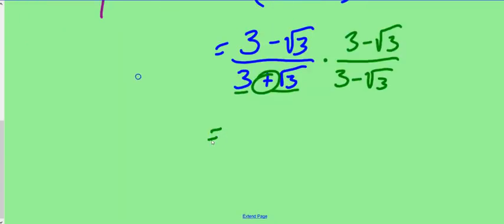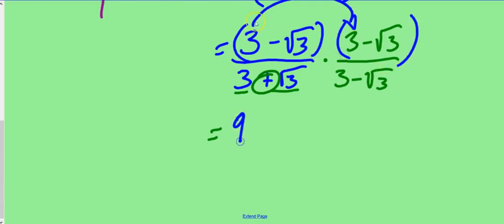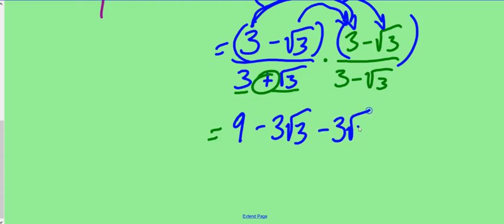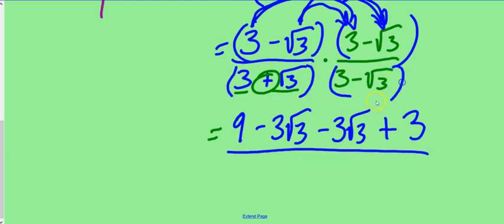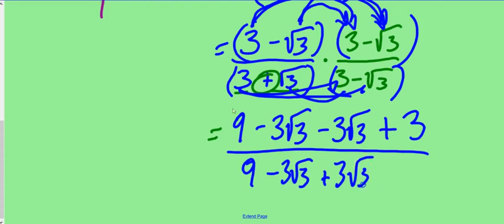So now we're multiplying out two binomials. 3 times 3 is 9. 3 times negative square root of 3 is negative 3 square root of 3. Negative square root of 3 times 3 is negative 3 square root of 3. And negative square root of 3 times negative square root of 3 becomes positive square root of 9, which is 3. Down below, we've got 9, a negative 3 square root of 3, a positive 3 square root of 3, and then a positive times a negative, so it'll be negative square root of 9, which is 3.